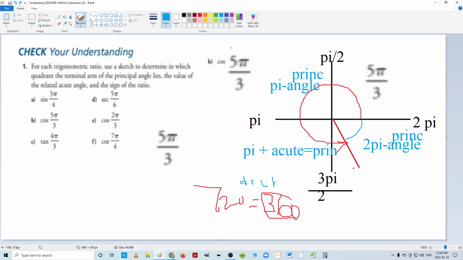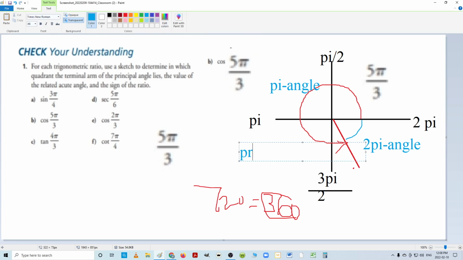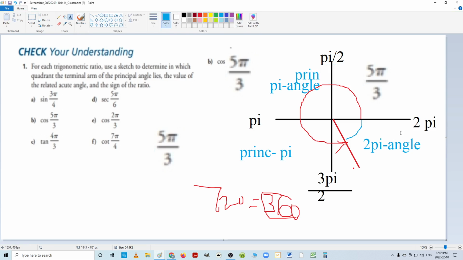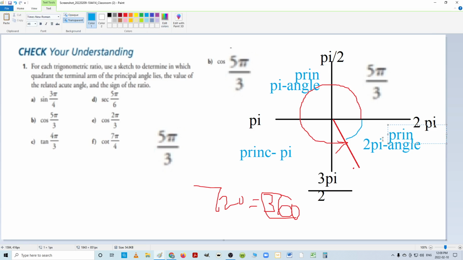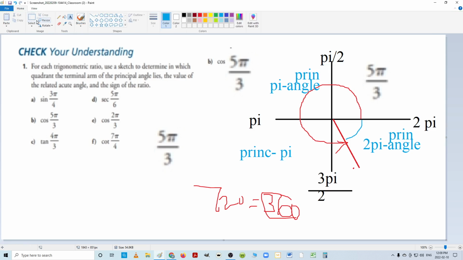Principal minus pi. Since all the other ones are in terms of the principal angle, let's put it in those terms. It's going to be the principal minus pi to figure this one out. It's going to be the pi minus the principal angle, and it's going to be 2 pi minus the principal angle to figure out the acute angles. There's the formulas for all acute angles, and in quadrant 1, the principal angle is the acute angle. They're the same angle, so you don't need a formula for quadrant 1.